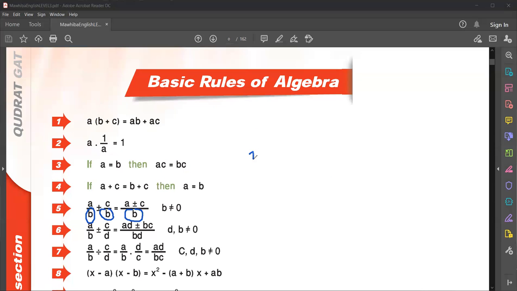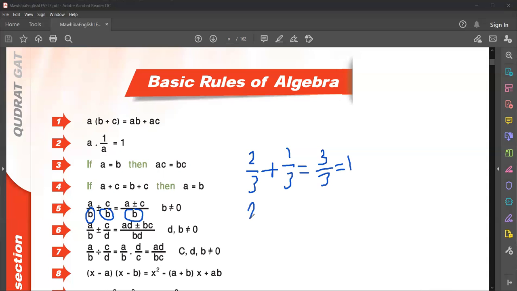If I have 2 over 3 plus 1 over 3, here I have two fractions. If I add two fractions, I look at the denominator. Is it the same? 3 and 3, yes. If they're the same, then you can add the numerators, 2 plus 1 equals 3, then put it over 3. 3 divided by 3 equals 1, right?